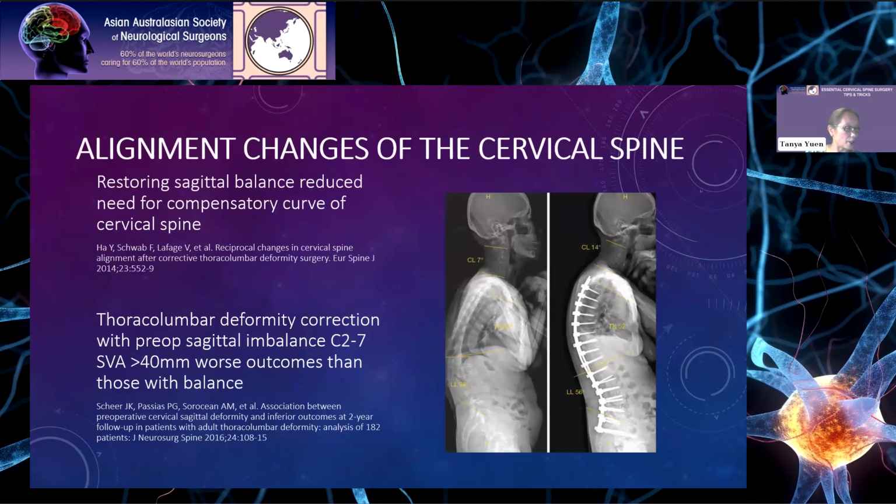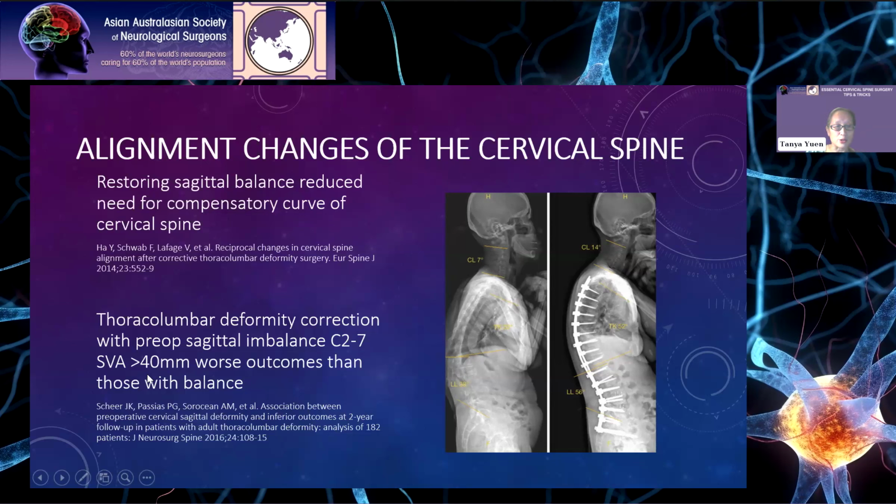With respect to alignment changes, here we go. So again, here you can see the lordosis of the cervical spine can be improved with sagittal correction of the lower spine. So here you can see someone who has quite a significant hyperlordosis of their cervical spine because the rest of their body is more kyphotic and they have to extend their neck to be able to see. When they have correction, which albeit is a very big correction, their lordosis is much less.